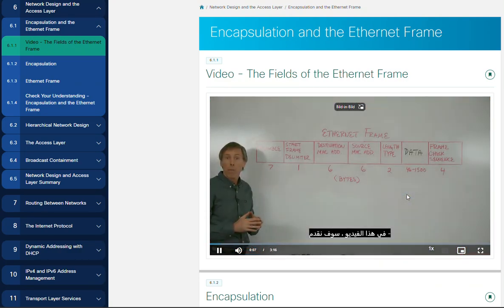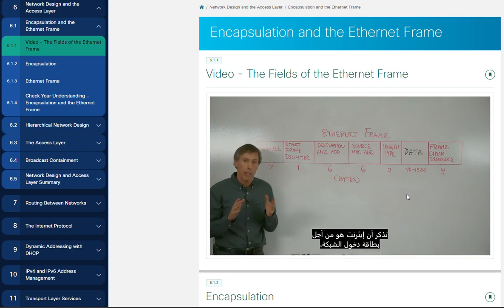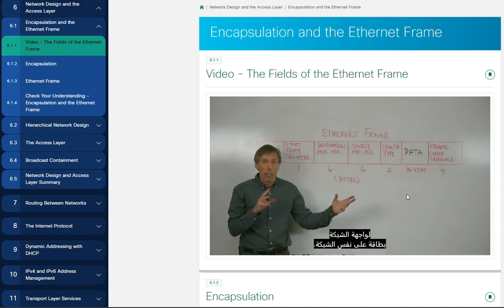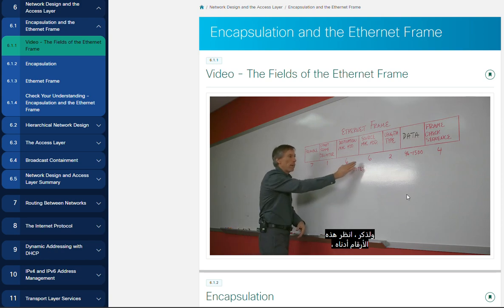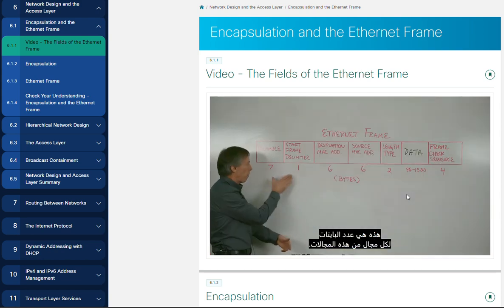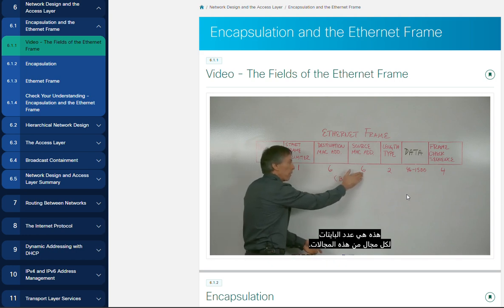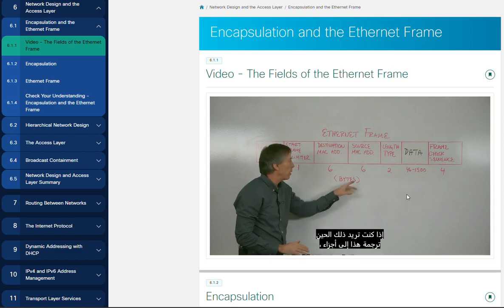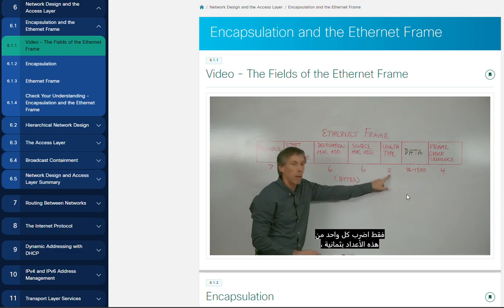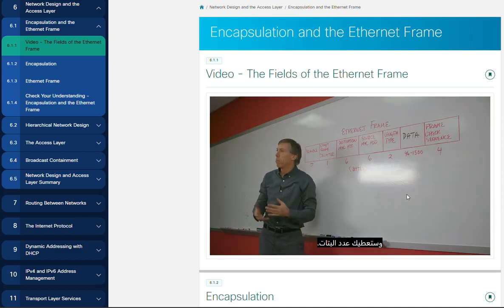In this video, we're going to introduce the fields of an Ethernet frame. Remember, Ethernet is for network interface card to network interface card on the same network. And to mention, you see these numbers underneath here. These are the number of bytes for each one of these fields. If you want to then translate this into bits, just multiply each one of these numbers by 8, and it will give you the number of bits.